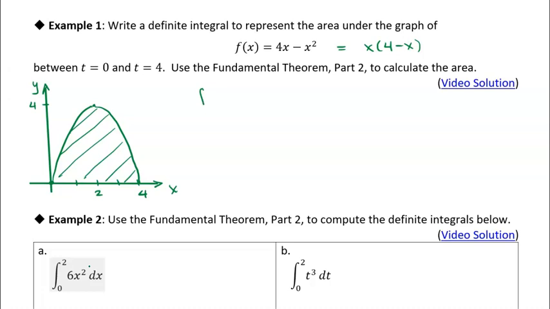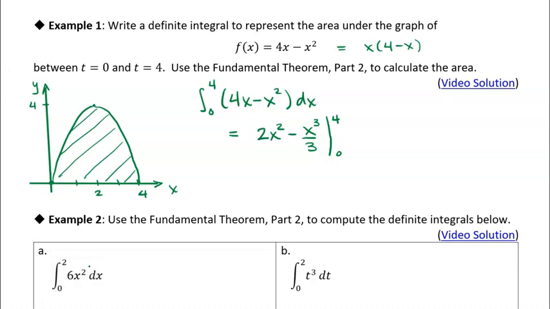So what we're going to do is integrate from 0 to 4 of 4x minus x squared dx. Now the fundamental theorem says, let's find the antiderivative. If I find the antiderivative of 4x, I get 2x squared. It's 4 times x squared over 2, so I'm just going to write 2x squared. The antiderivative of x squared is x cubed over 3. And we're going to evaluate that from 0 to 4.